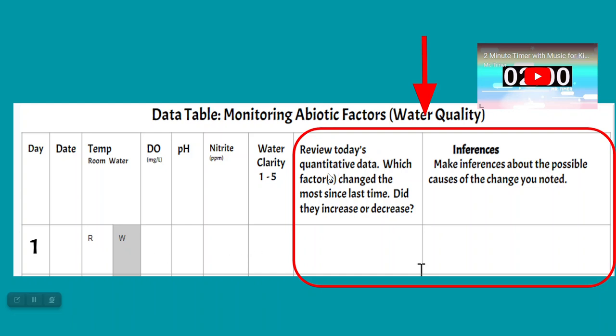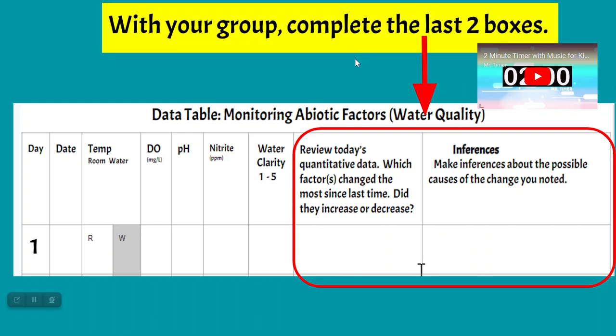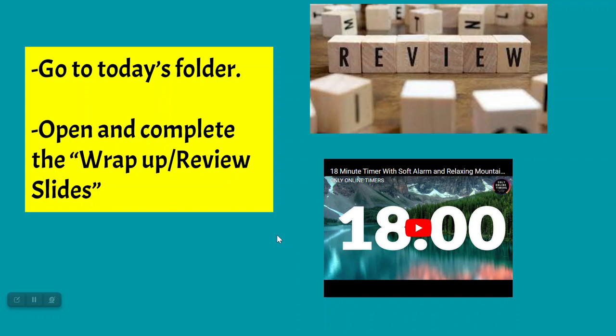And then you want to think about today's quantitative data. What changed? So please, if anything changed, write something like pH went up, or dissolved oxygen went down, or there were no changes. Just make sure you write something in this box. If there were changes, make some inferences about what you think might have caused your changes. Okay, if there weren't any changes, why do you think that was? All right, so with your group, you're completing those last 2 boxes. Oops, and we had 2 minutes to do that.